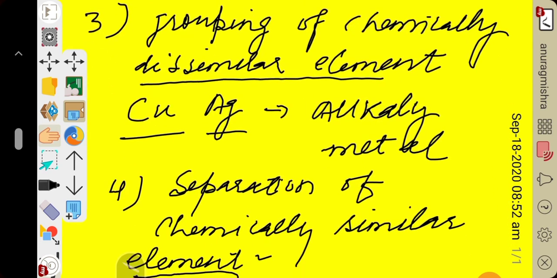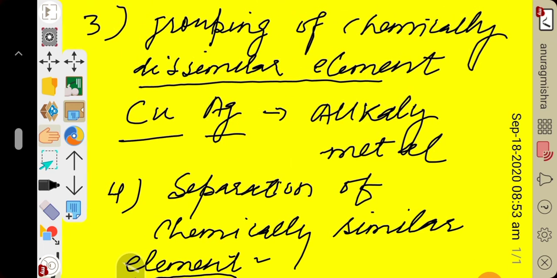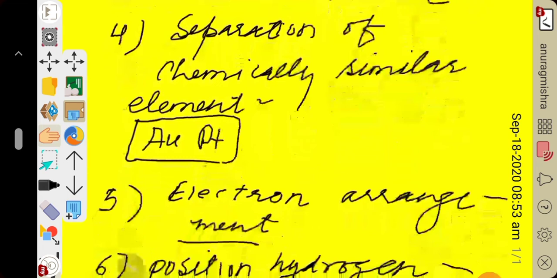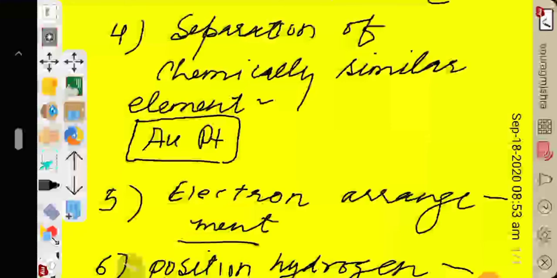Grouping of chemically dissimilar elements. Scientists placed chemically dissimilar elements into the same group, which was also a drawback of Mendeleev's periodic table. Example I have given you all: copper and silver do not have any property resembling alkali metals, still they are placed into the alkali metal group. So it was a drawback. Separation of chemically similar elements. I don't know why Mendeleev placed chemically similar elements into different groups. Like gold and platinum have almost similar properties, still they were not placed in the same group. They are placed separately. So it was also a drawback of Mendeleev's periodic table.